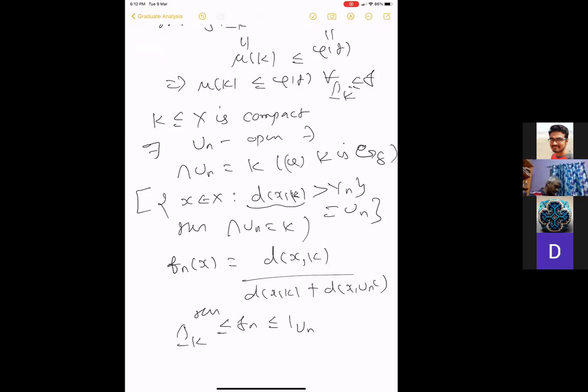Okay. Is this fine? I don't know. In my course, we go through this, or I will ask someone to do that. This is the Urysohn lemma.